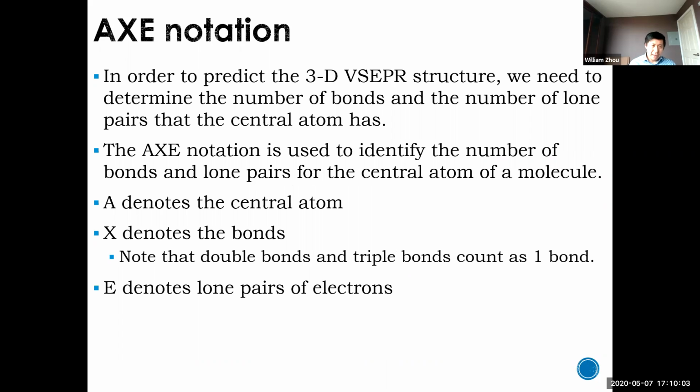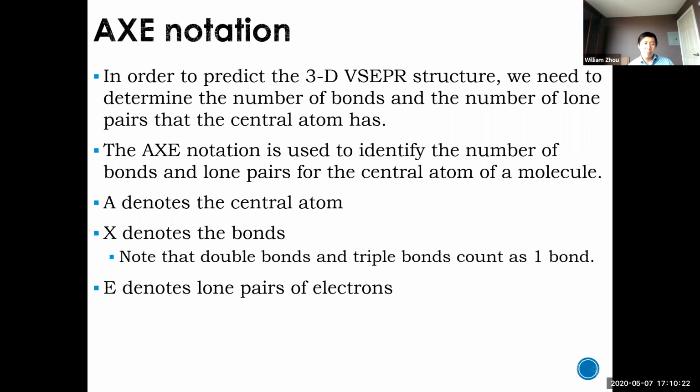So the letter A is supposed to denote the central atom. All right, and the letter X denotes the bond that A is making. And lastly, E stands for electrons. That denotes the lone pairs that the central atom has.